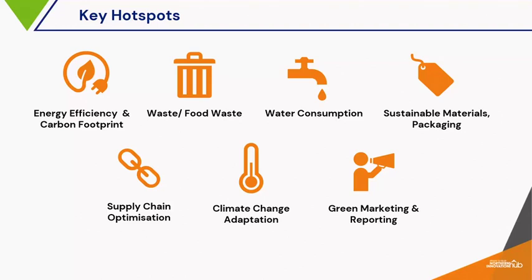Also, for supply chain optimization, the food and drink industry has complex supply chains, which are sometimes difficult to track. It's one of the hotspots that requires a lot of attention, considering the complexity but also the scale of supply chains that can sometimes be worldwide.